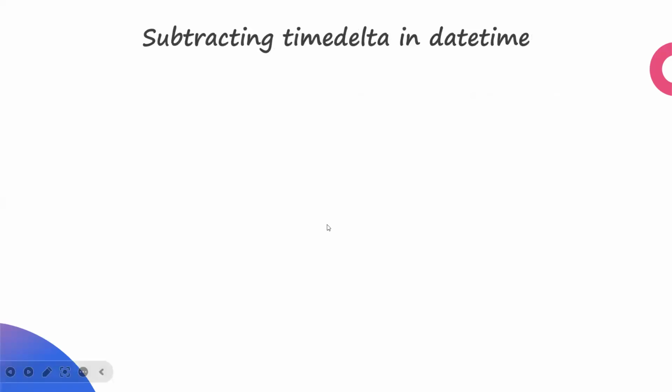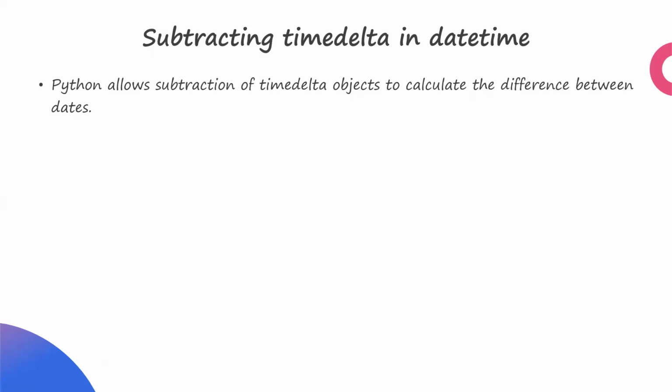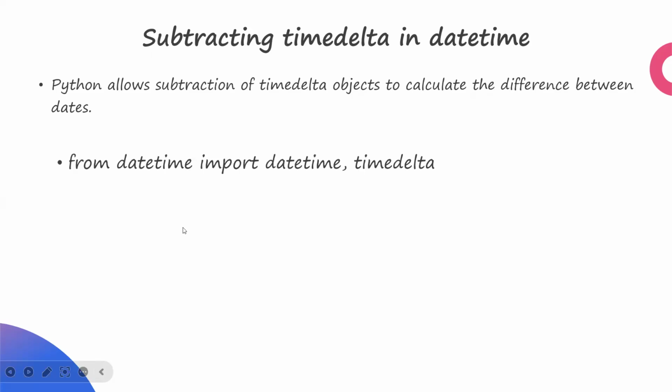All right. So if you have, let's say, two dates, somebody's date of birth and another person's date of birth, and you want to find the difference, you can also use the subtraction operator. Python allows subtraction of datetime objects to calculate the difference between dates. Don't worry, this is modules. We'll talk about modules later on, but for now, just understand that for us to use datetime, we have to import it.